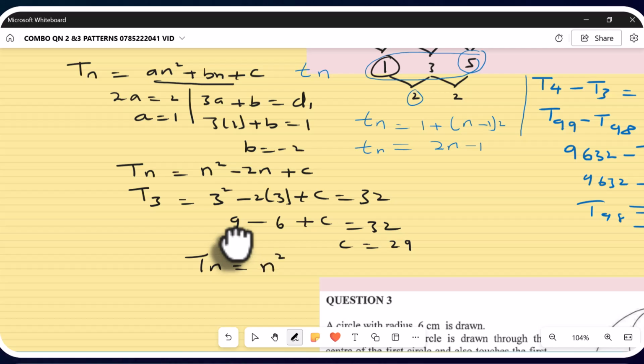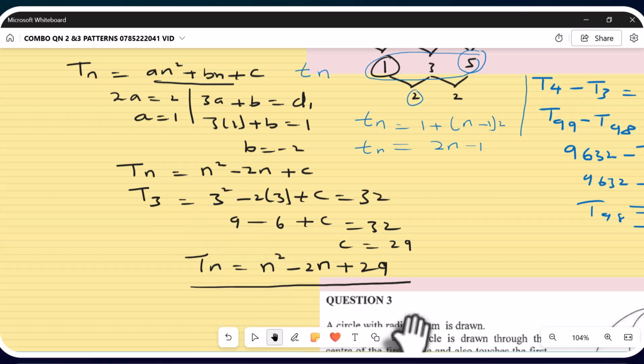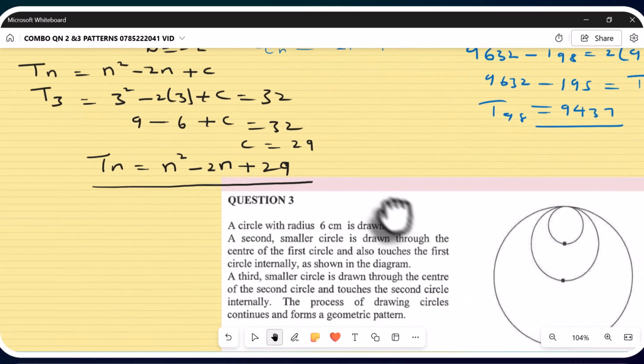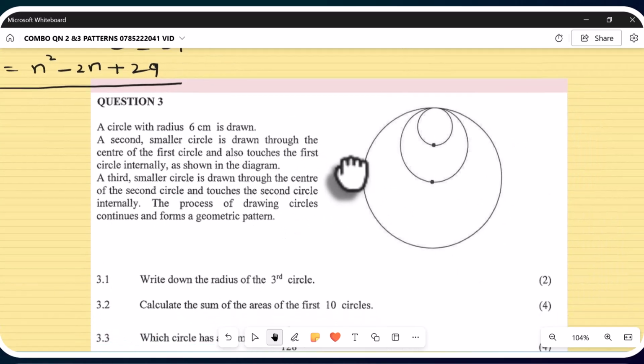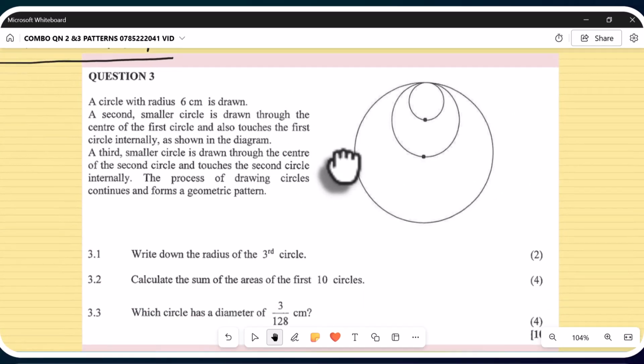Then last year also, their question 3, it is this one here. They said that a circle with a radius of 6 centimeters is drawn. A second smaller circle is drawn. So the first dot is the big one, and the radius is 6. So meaning from here to here it is 6 centimeters.